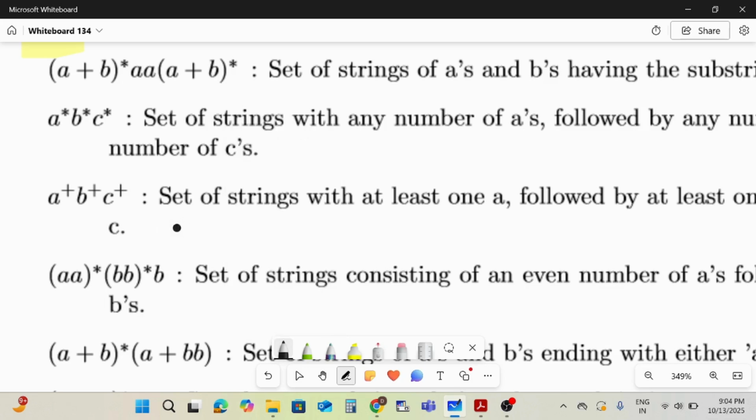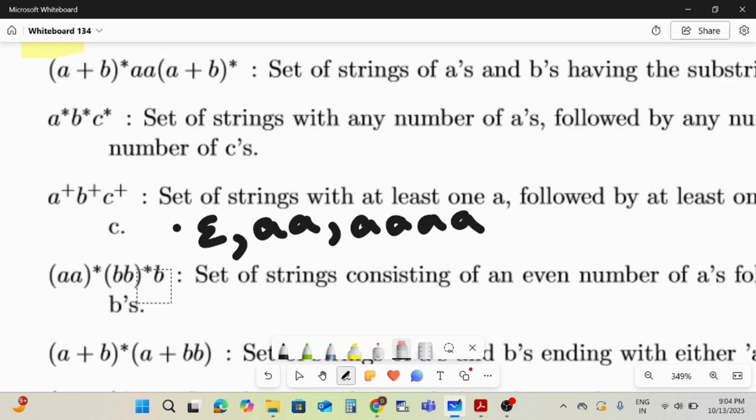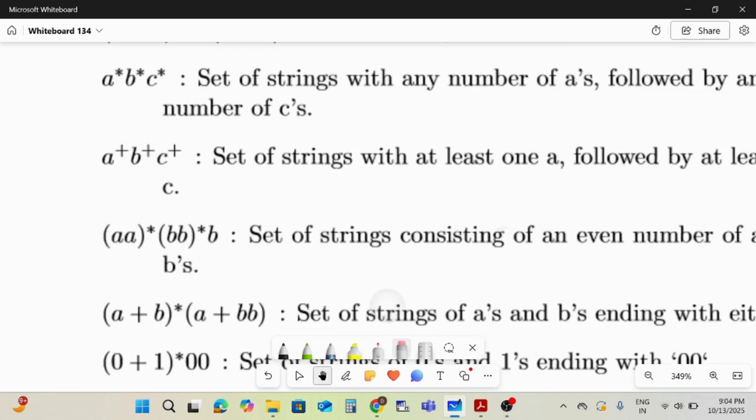So here first epsilon will be generated and then the next is AA, next is AAAA. Like this it is going to be generating A's of even length. In similar fashion, B will be even length plus odd, it will always generate an odd length of B's. So this is how you should be able to generate a regular expression of this sort.